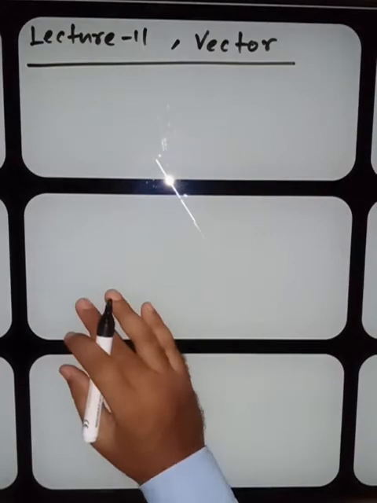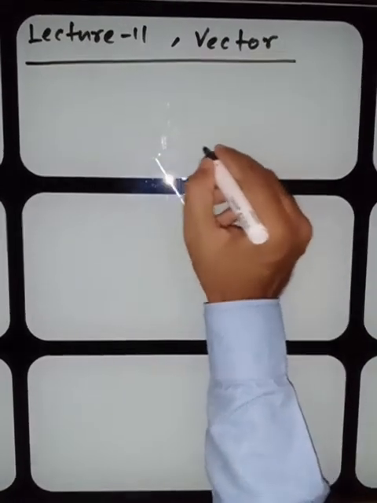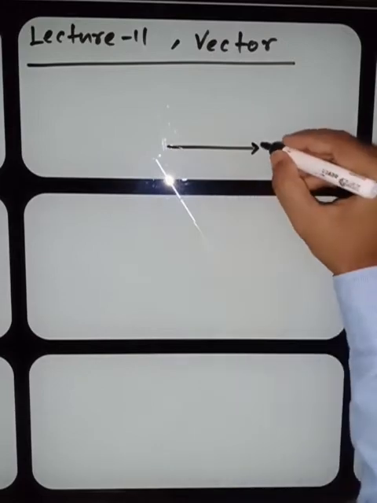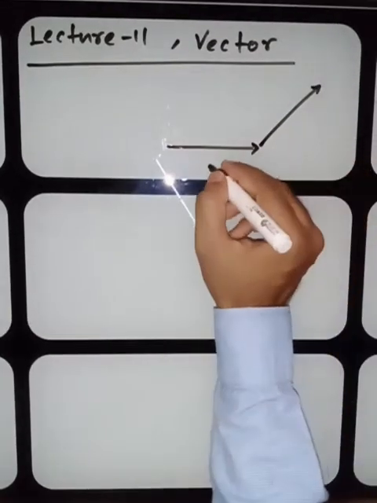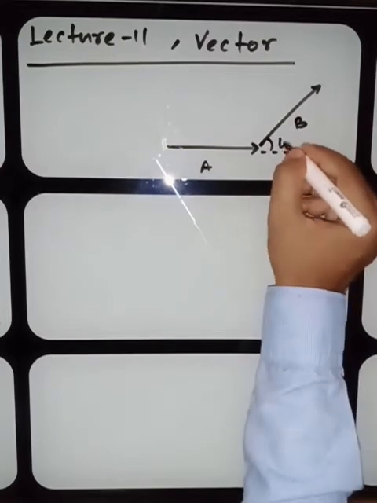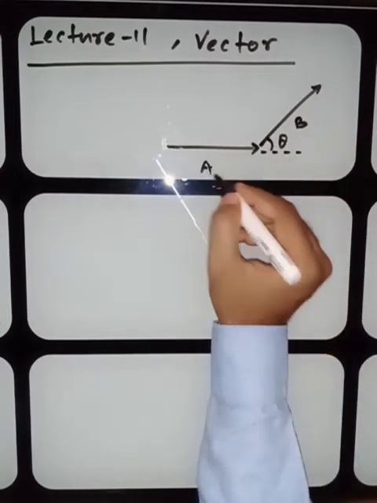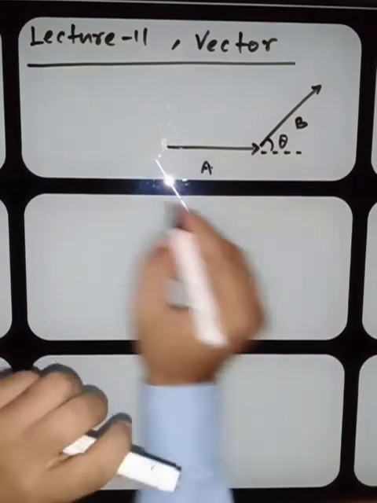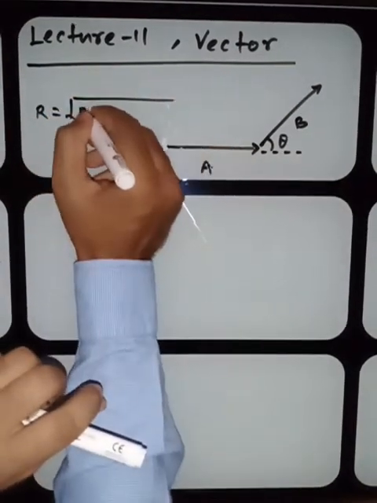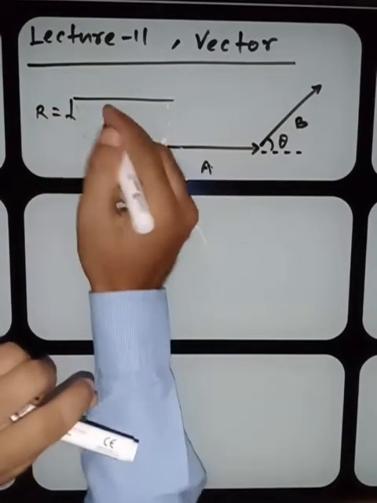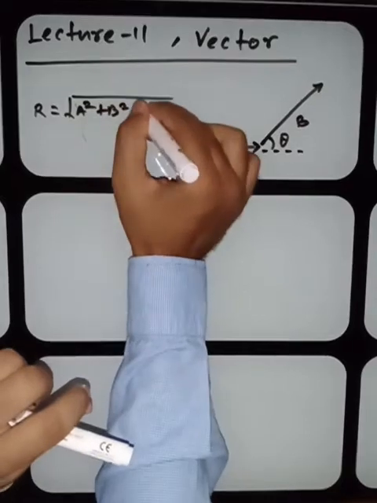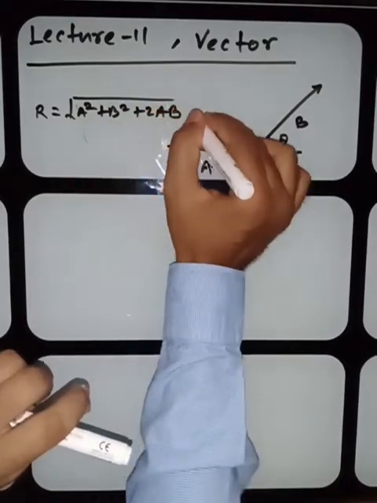We have discussed the resultant if this is the triangle and the two vectors are inclined at an angle theta, if this is the vector A and this is the vector B, and this is the angle theta. Then the resultant we obtain here is the square root of A square plus B square plus twice AB cos theta.